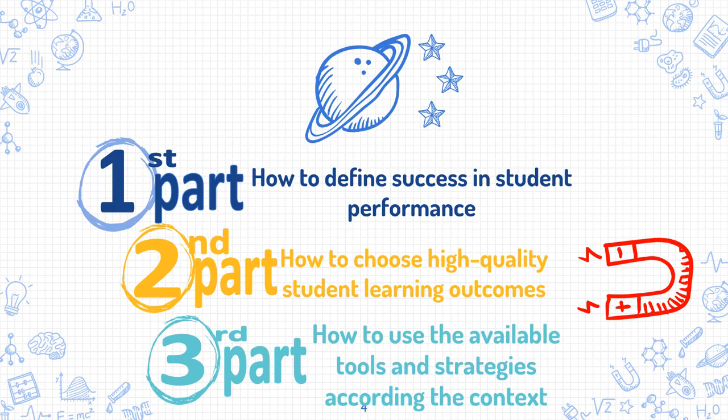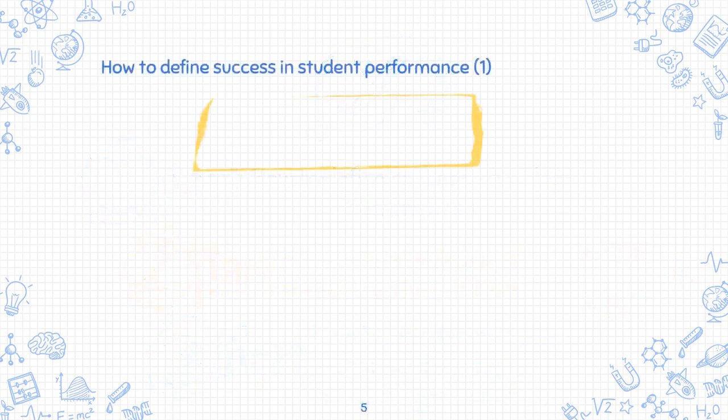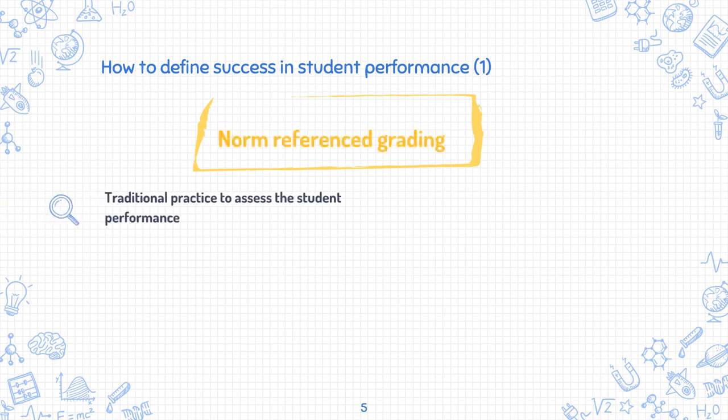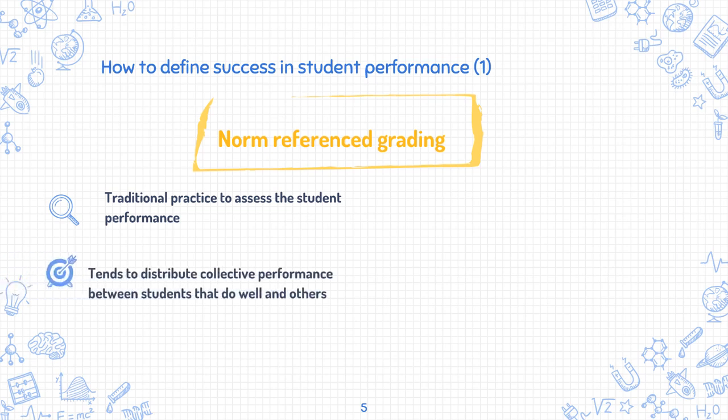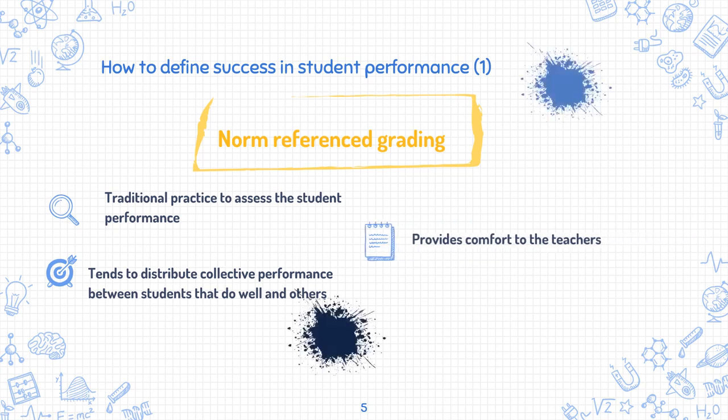Ready? Here we go. Any assessment has a variable impact on student performance. Expectations for success will define the nature of the feedback a teacher will provide to the student. The norm reference grading is the traditional practice used to assess the student performance. It assumes that the collective performance is distributed between students that do very well and others that do poorly. Thus this practice provides more comfort to the teachers.